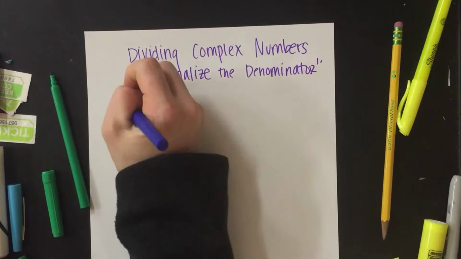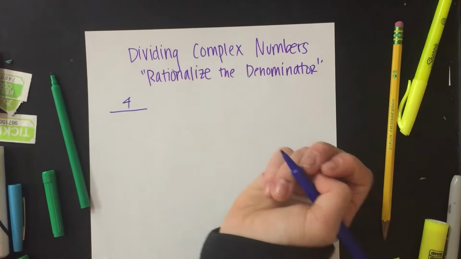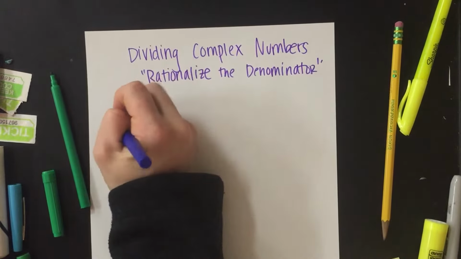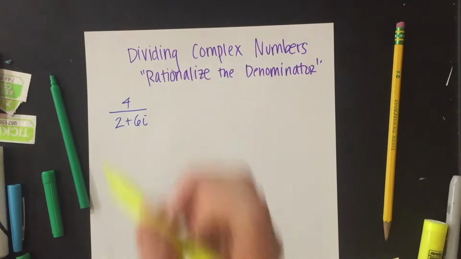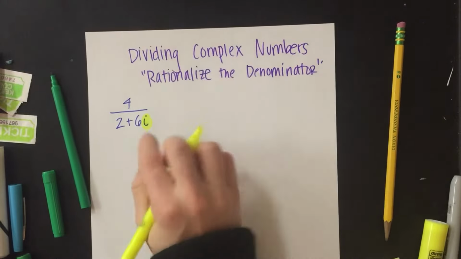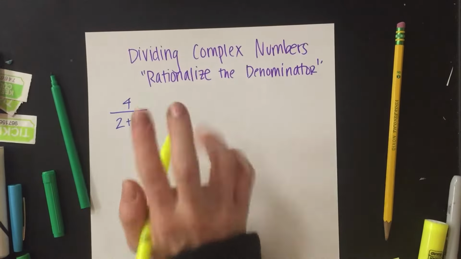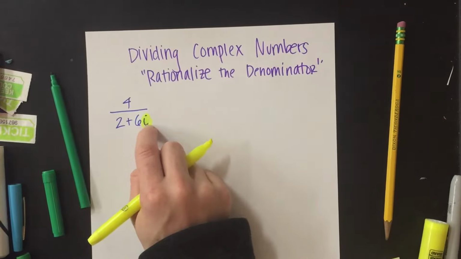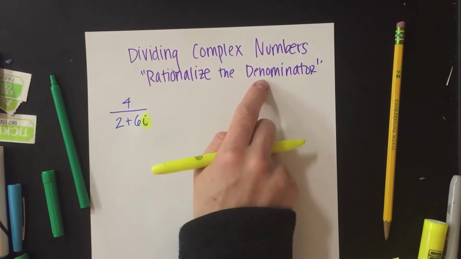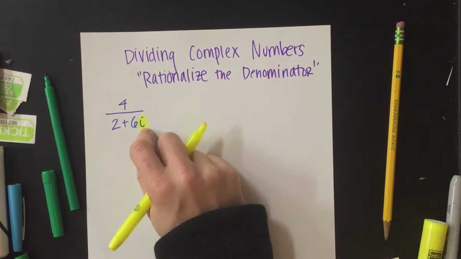So let's say I were taking a real number 4 and I wanted to divide by the imaginary number 2 plus 6i. So we have this rule which states that you are not allowed to have an imaginary number in the denominator. Not allowed. So we have to get rid of this. The way we do that is something called rationalizing the denominator. We're going to get rid of this imaginary number.